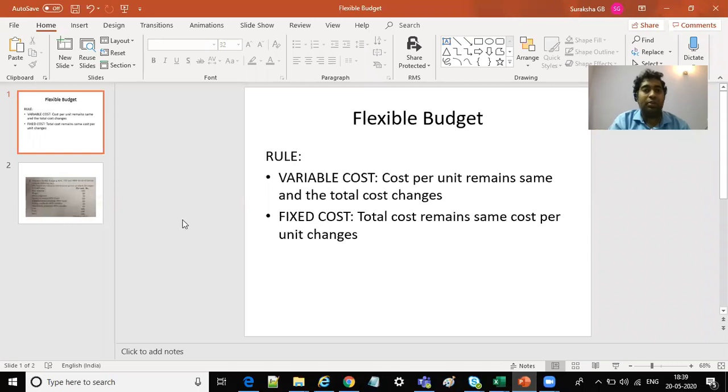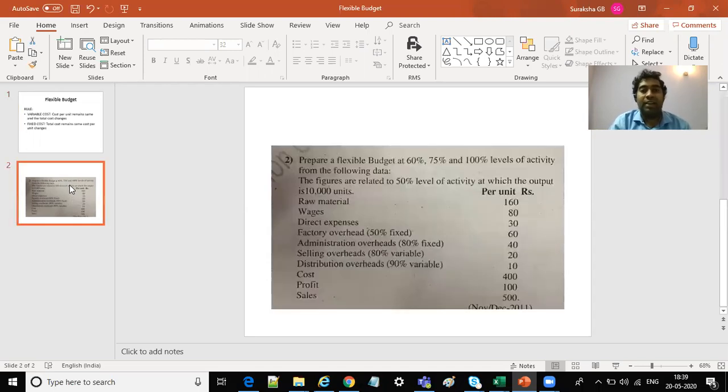Before going further, I just want you to recall again the rule we discussed. You can see the rule again. The variable cost per unit remains the same and the total cost changes. For the fixed cost, the total cost remains the same, but the cost per unit changes. This is the basic rule for solving the problems on the flexible budget. Now, let us go for the problem directly. So the problem is like this.